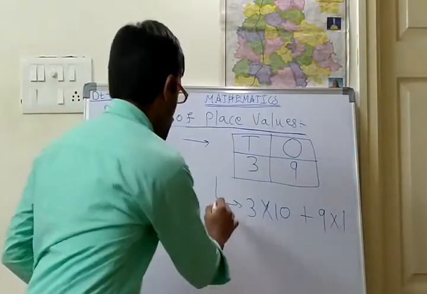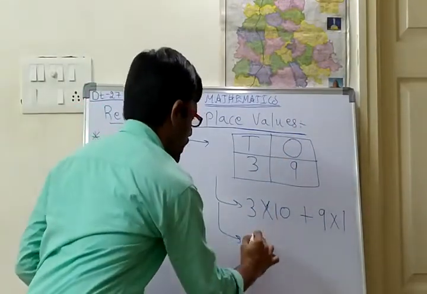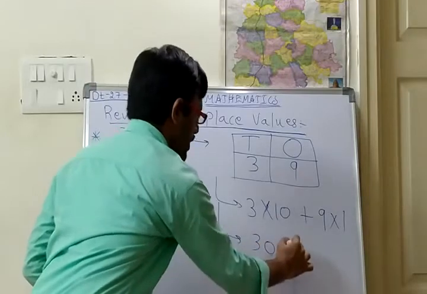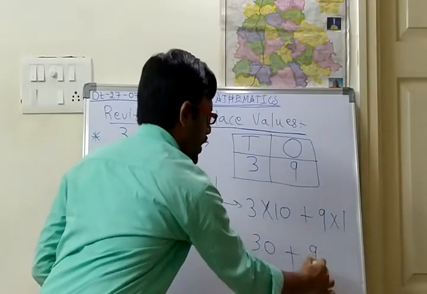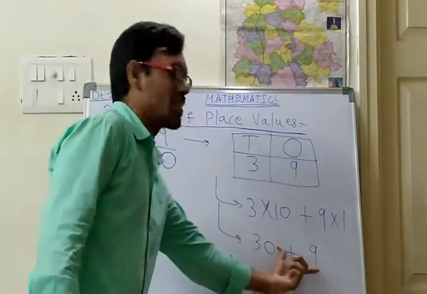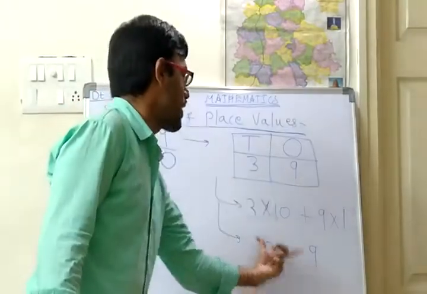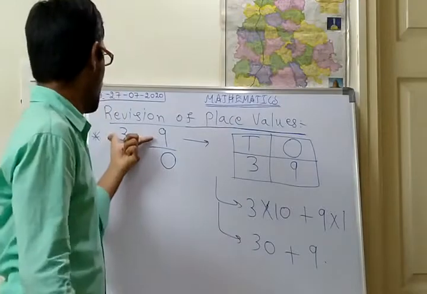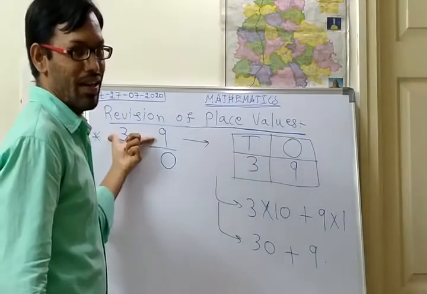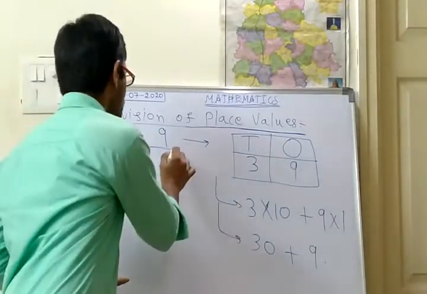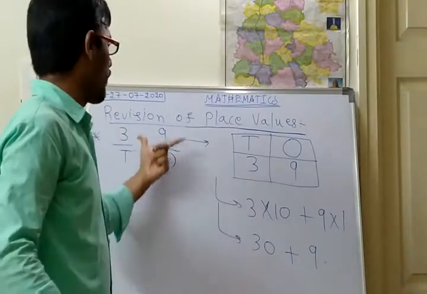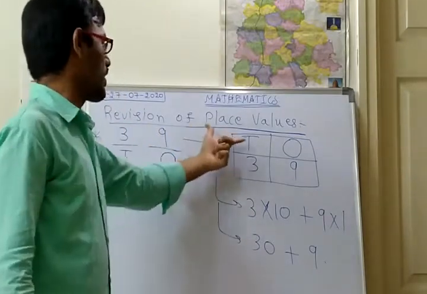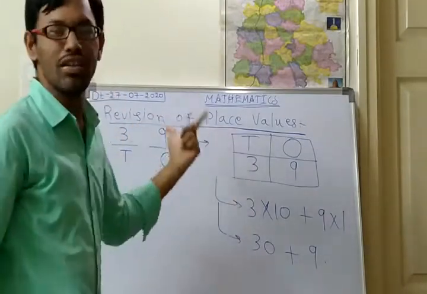Okay. So 3 into 10. What is 3 into 10? 30 plus 9 into 1, 9. Okay. 30 plus 9. So here 30 plus 9 is the expansion of 39. Okay. Like this we have to identify the expansion for any number of digits using place values.